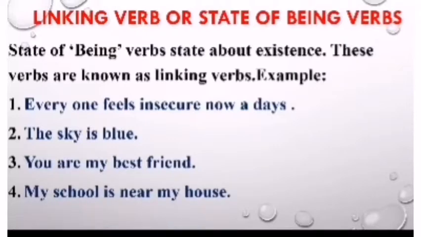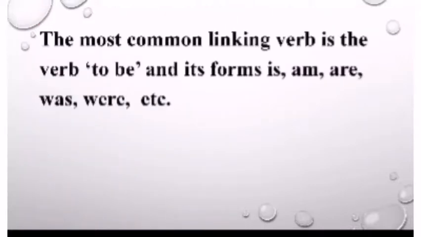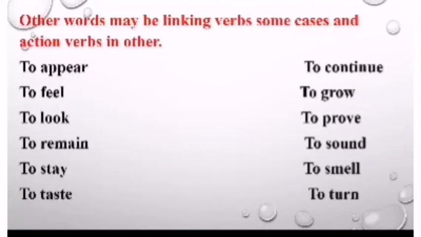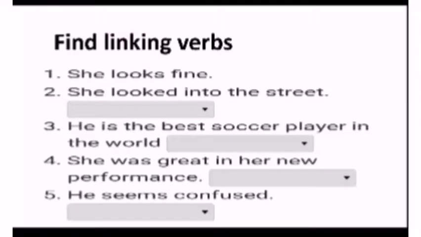My school is near my house. So it is a linking verb. The most common linking verbs are the to-be forms like is, am, are, was, were. But we also have to become and to seem that we use as linking verbs. Some other verbs are there. These verbs are used as main verbs also and they remain as linking verbs also. Let's learn about linking verbs through some sentences. We'll try to find out whether the verb is used as a linking verb or an ordinary verb.